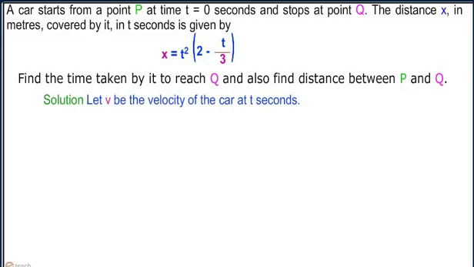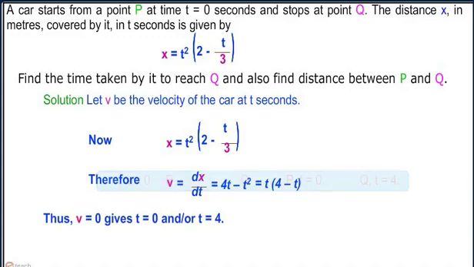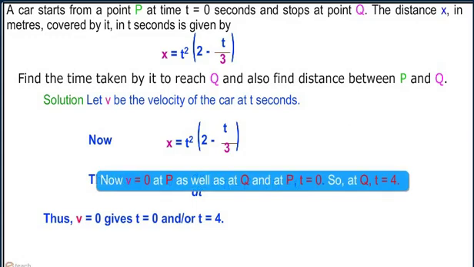Solution. Let v be the velocity of the car at t seconds. Then v equals dx by dt, which is equal to 4t minus t square. Thus v equals 0 gives t equals 0 or t equals 4. Now v equals 0 at P as well as at Q, and so at P t equals 0 and at Q t equals 4.